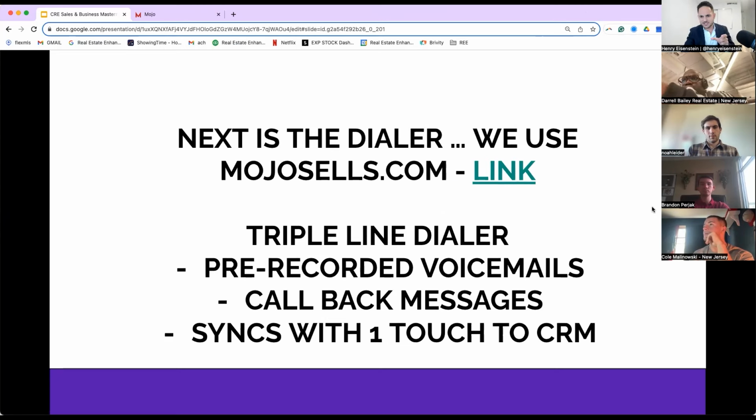And then the callback message is for those of you who have never used the dialers before, where you have, let's say, 3 lines dialing at the same exact time. What happens if 2 people pick up the phone? One person gets a callback message, and then the next person gets picked up by you.